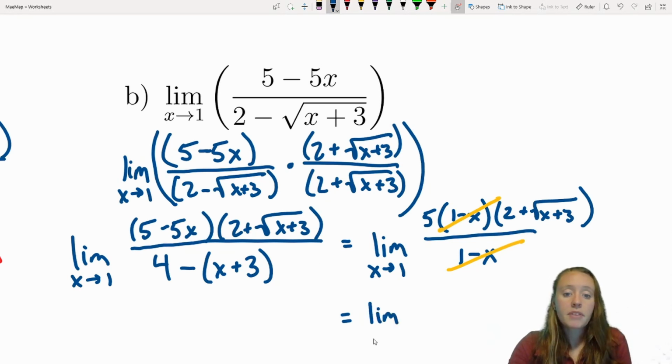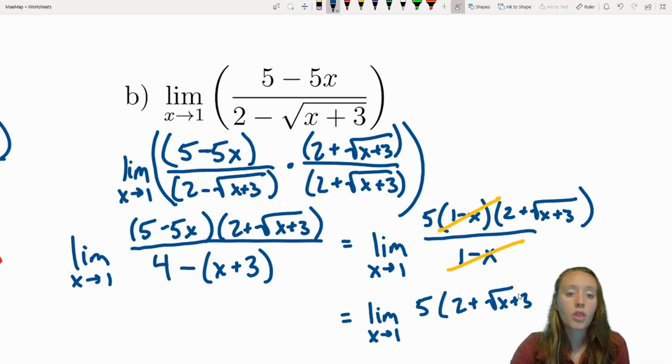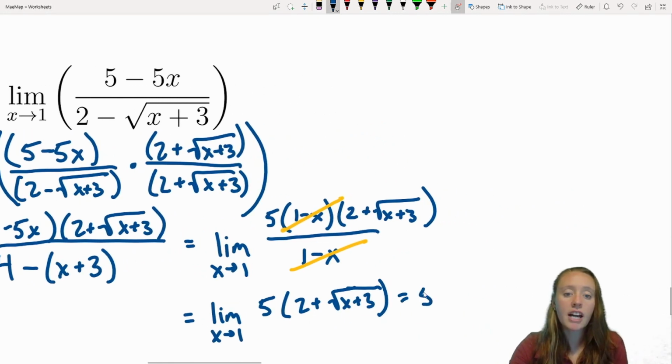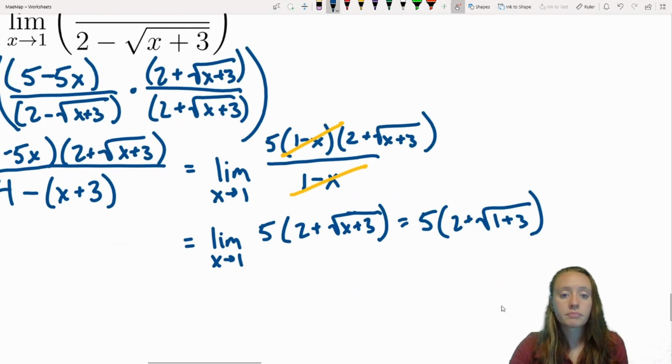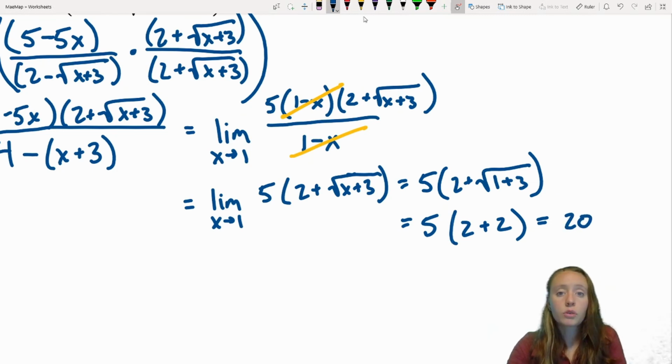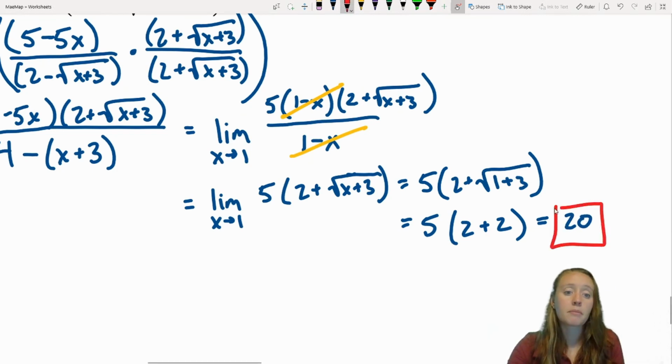So I'll take my limit as x approaches 1 of 5 times 2 plus the square root of x plus 3. Plugging 1 right on in, I'll get 5 times 2 plus the square root of 1 plus 3. That's going to equal 5 times 2 plus the square root of 1 plus 3 is the square root of 4. Square root of 4 is 2. 5 times 2 plus 2 is 5 times 4, which equals 20. So 20 is my solution in part B.